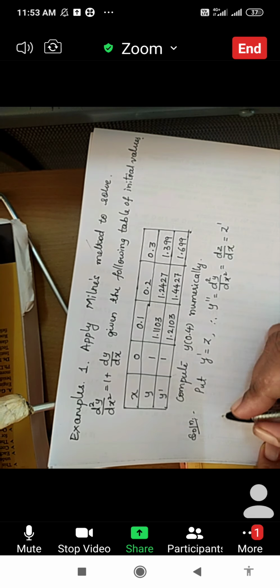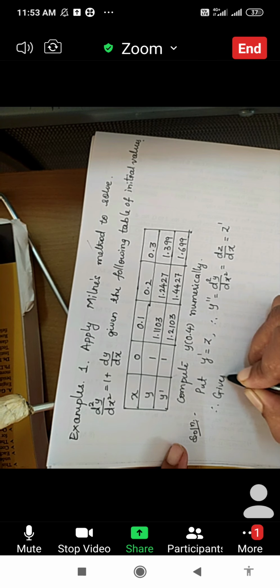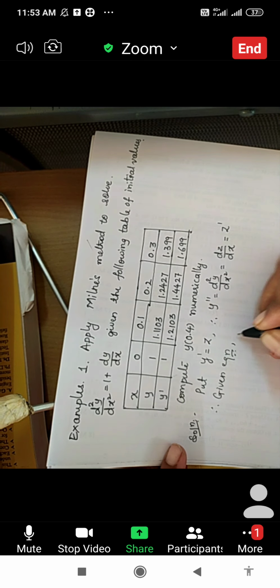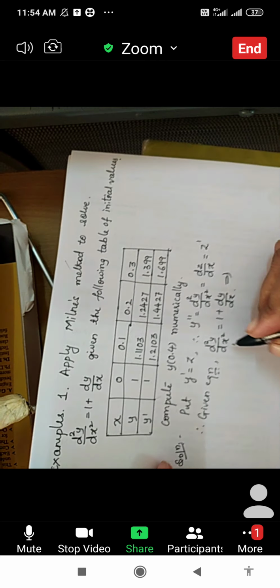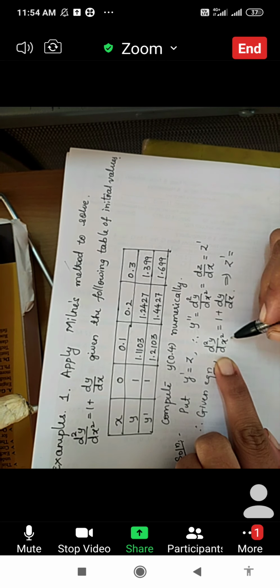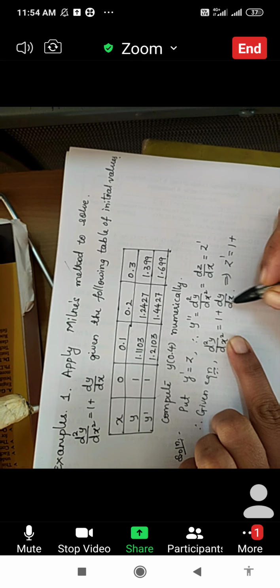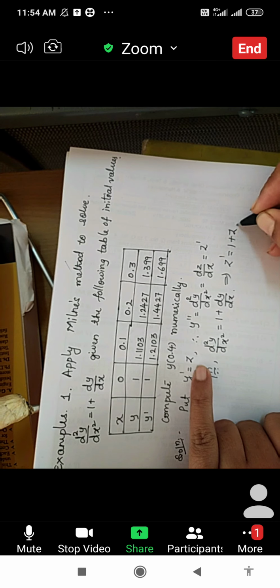Now let us see what happens to the given equation. Therefore, the given equation d square y by dx square equals 1 plus dy by dx becomes, with the substitution, z dash equals 1 plus dy by dx, which is nothing but y dash, which is nothing but z.